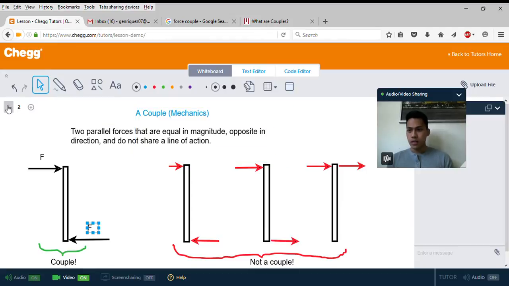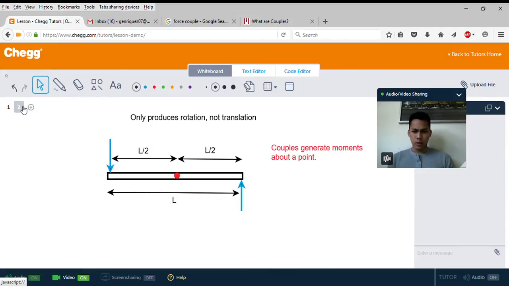So now, what is essentially the use for a couple? What a couple does is it produces rotation about a certain point, and it does not allow for any translation. Meaning, if this bar, as you can see, we have two arrows, two forces acting in opposite directions, this bar will only rotate about that red dot in the middle, the pivot point. So it'll rotate like in this direction, in the counterclockwise direction. This bar will not translate up or down. It will not move up, it won't go to the left, it won't go to the right, it won't go down, because these forces just allow it to rotate about one point.